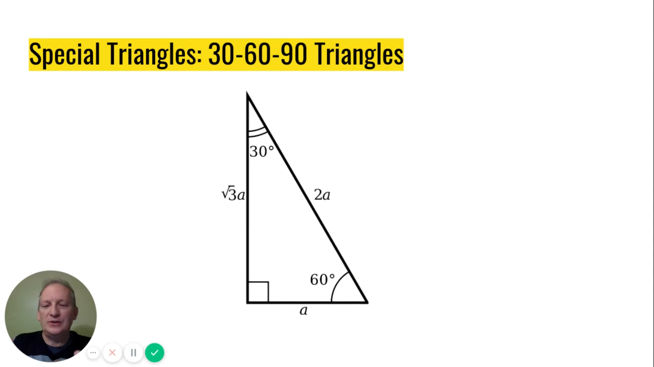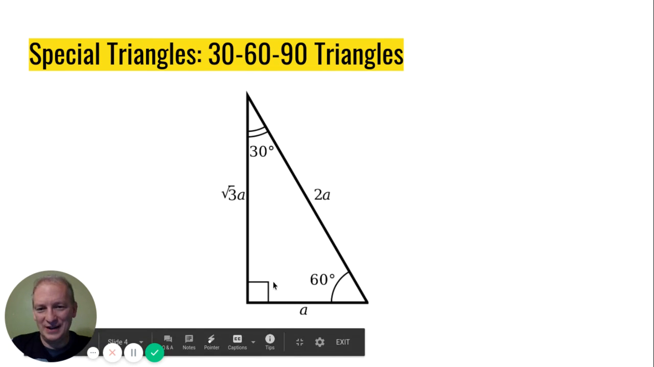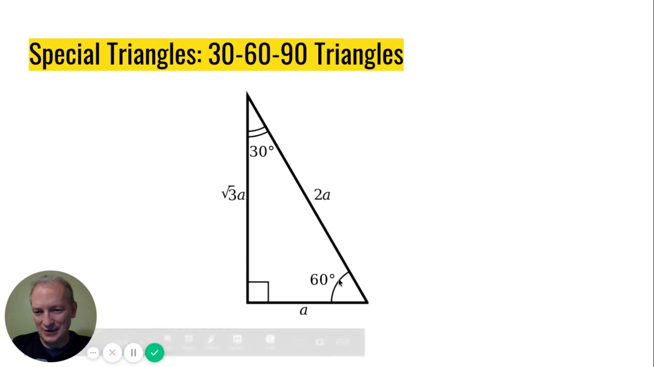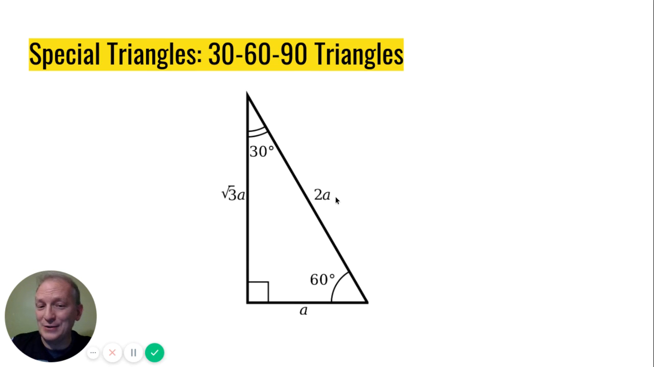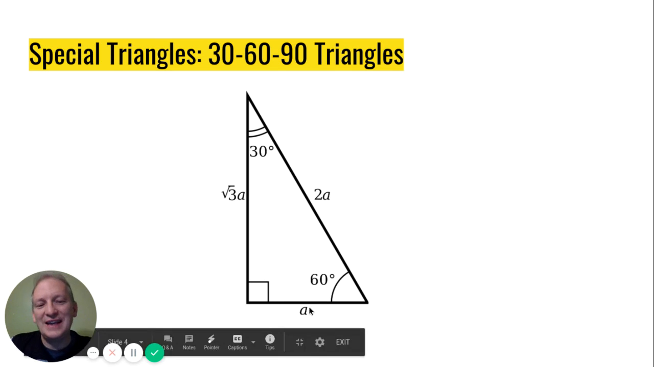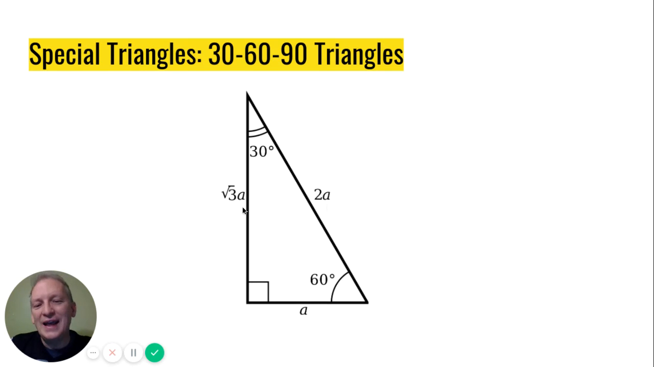Now, the other special triangle is a 30, 60, 90 triangle. Again, look at the angles. 90 degrees here, 30 degrees and 60 degrees. Here's the pattern on this one. You have a short side, you have a longer side, you have the hypotenuse, the longest side. So it's a, 2a, and a radical 3. I don't really like how they wrote that as radical 3a.